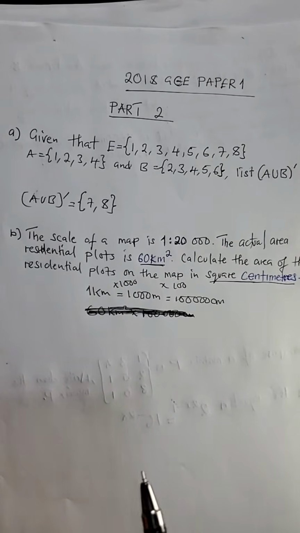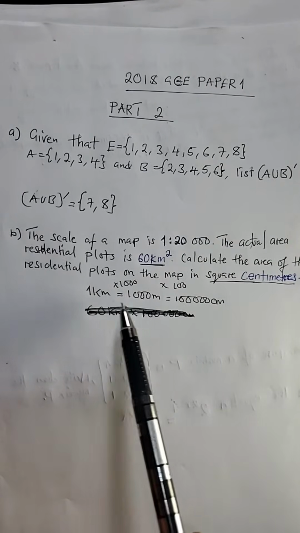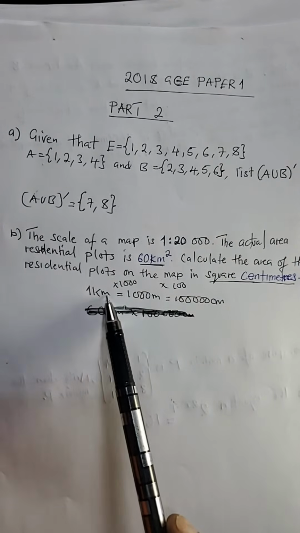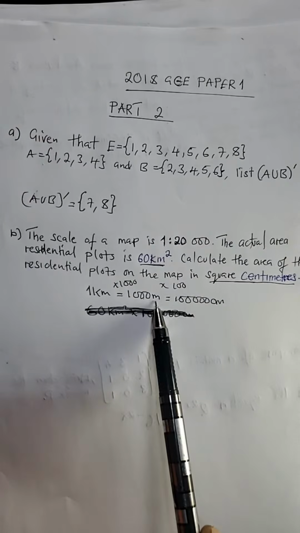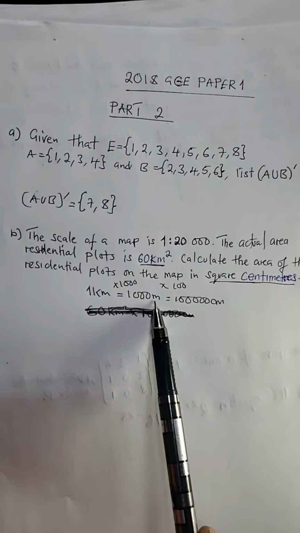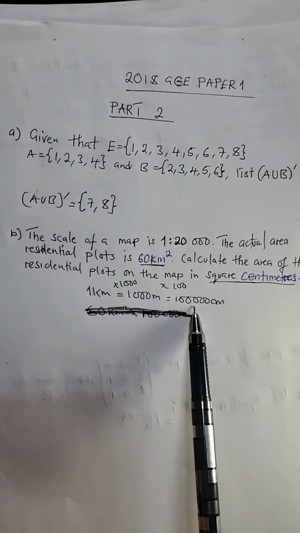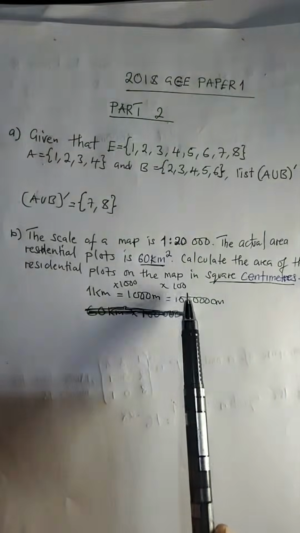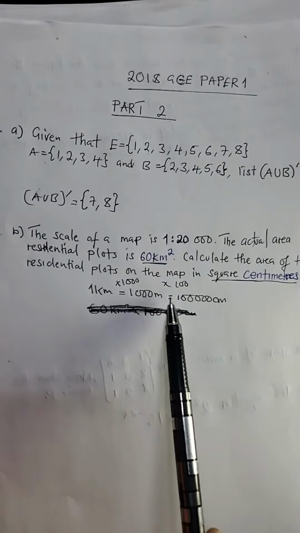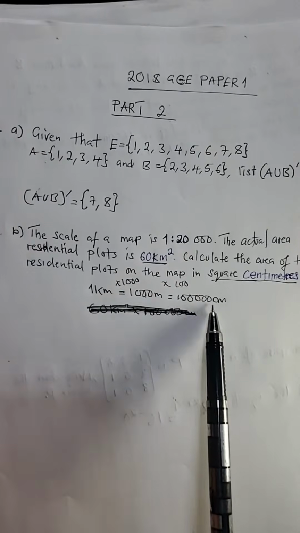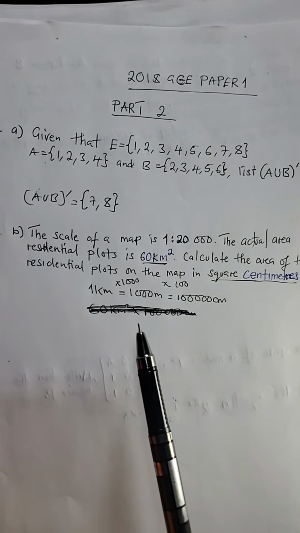Okay, so I already started calculating here, doing the conversion, that 1 kilometer is equivalent to 1,000 meters. So you just multiply by 1,000. Then 1,000 meters to centimeters is what? You just multiply by 100, which is going to give us 100,000 centimeters. So 100,000 centimeters is just the same as 1 kilometer.